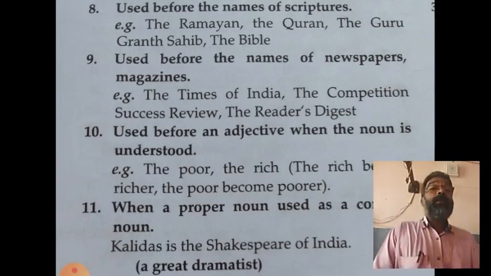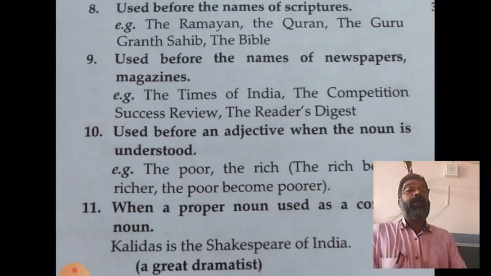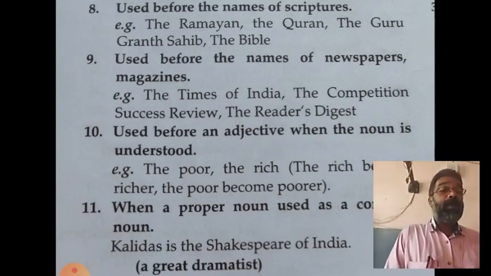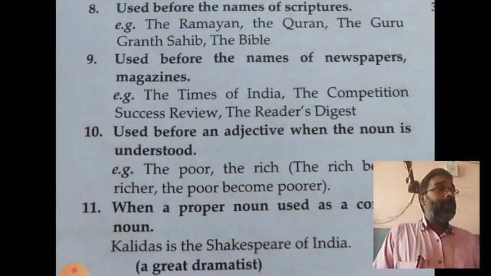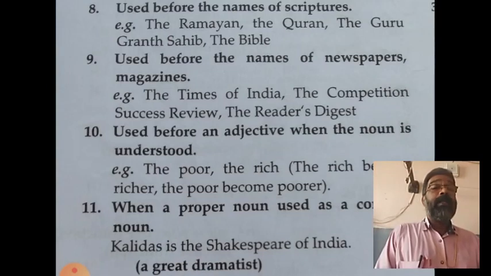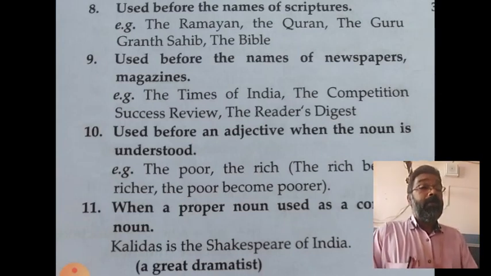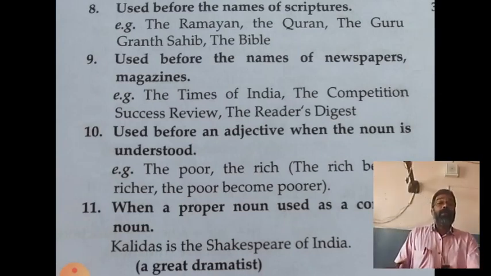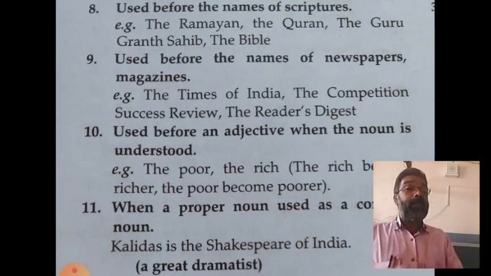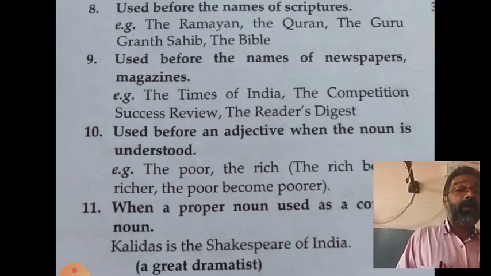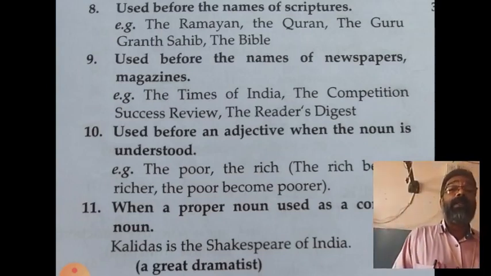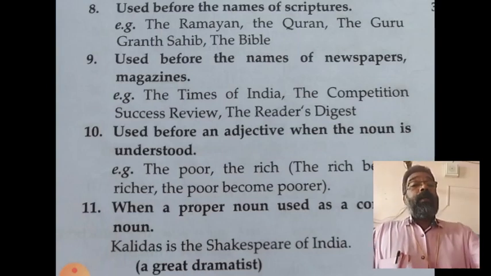Then used before an adjective when the noun is understood. The poor, the rich. What is the noun here? The poor people. People is the noun that is understood. The rich people. So when the noun is understood, then before some adjectives we use the definite article the.